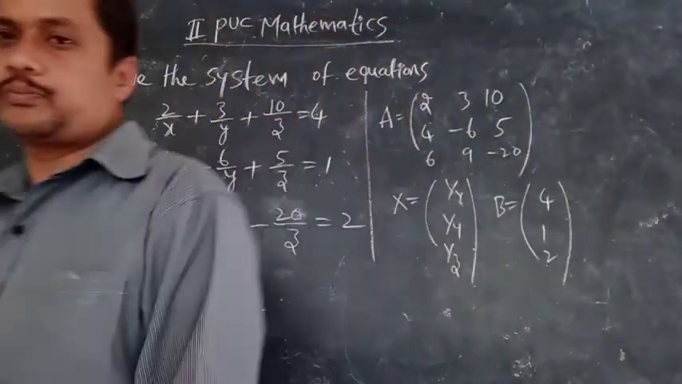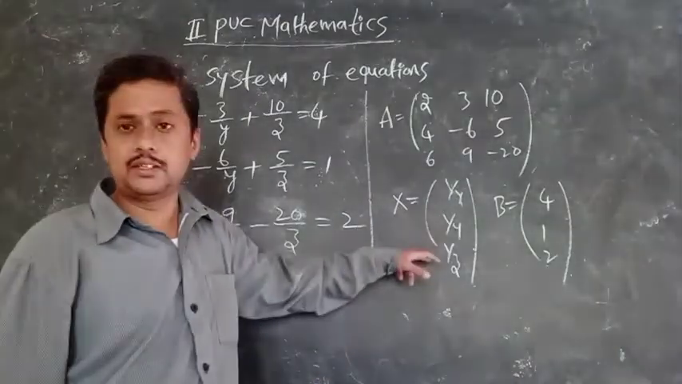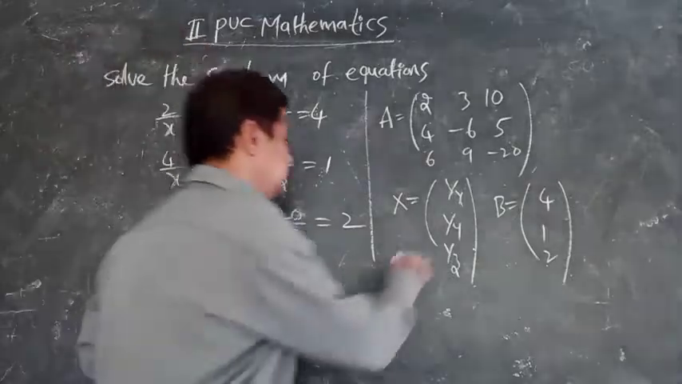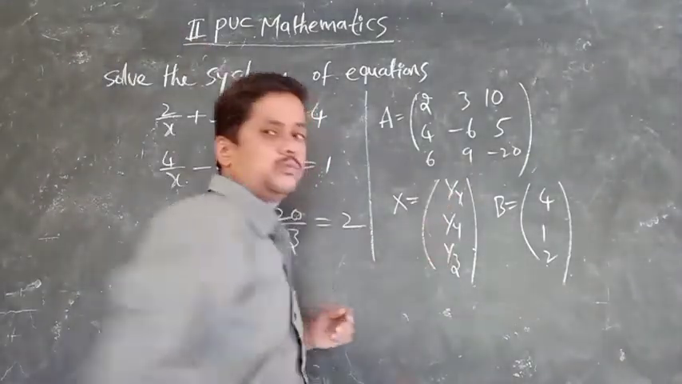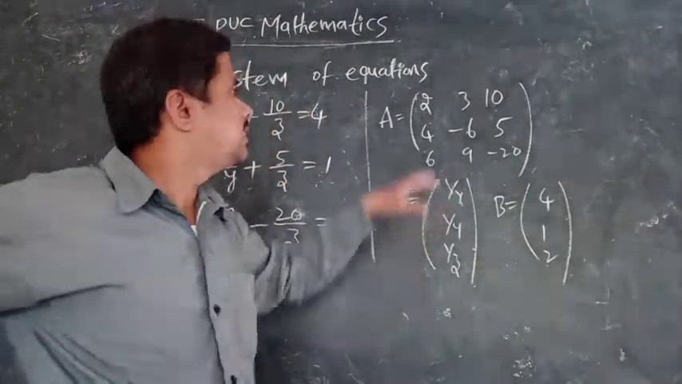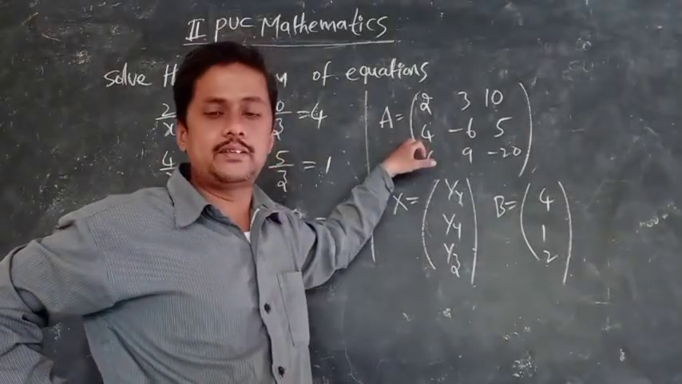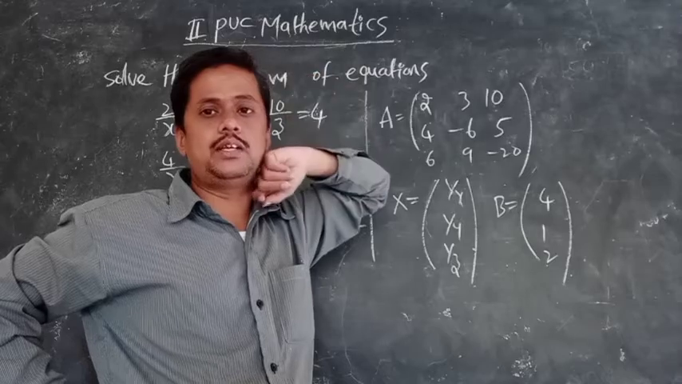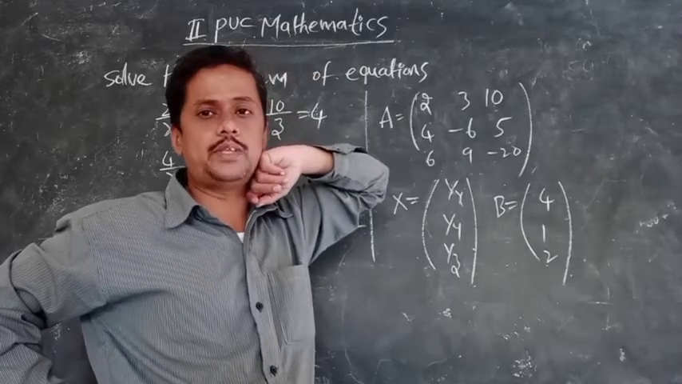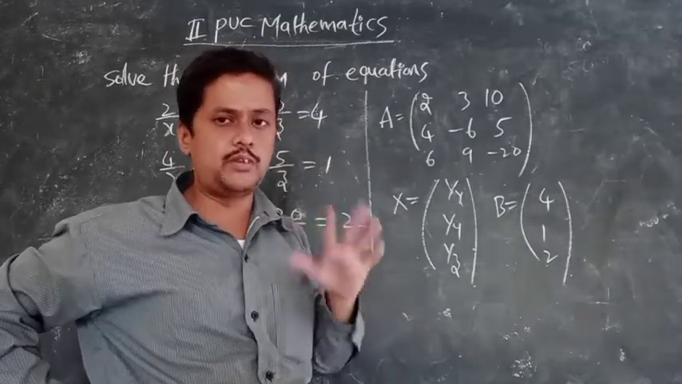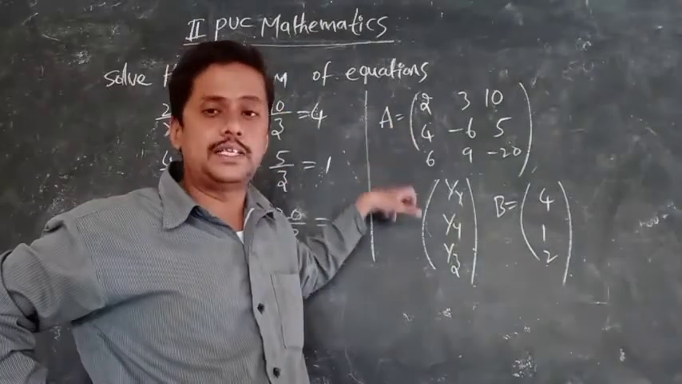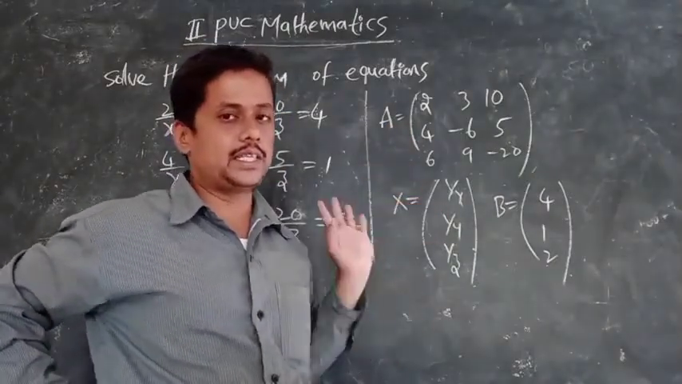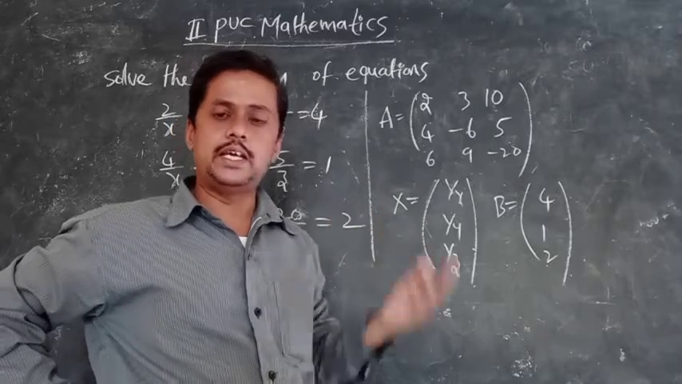The X matrix is different compared to some of the earlier problems. I will tell you the procedure. Same procedure: calculate the delta. Next, the adjoint of A, same procedure we learned previously. A inverse is 1/delta into adjoint A. Calculate all these things. Next, AX is equal to B.